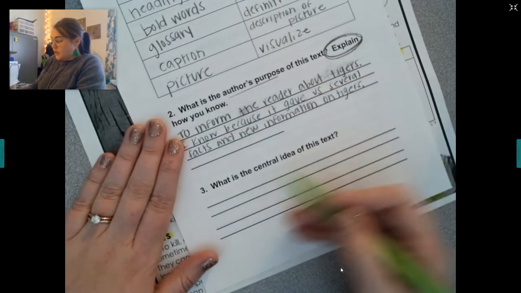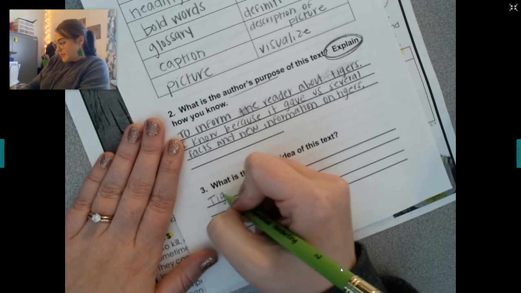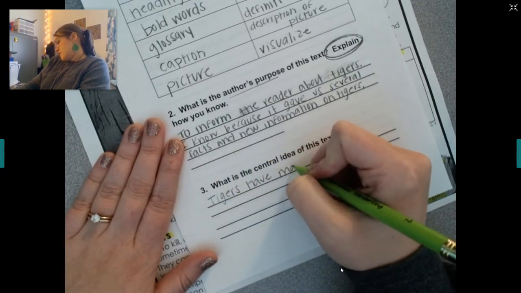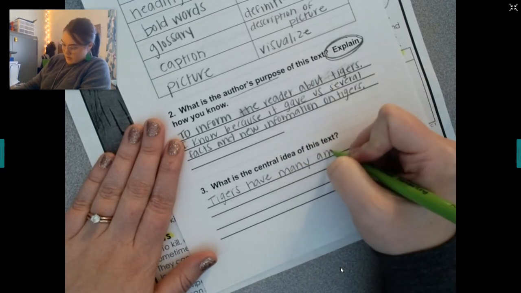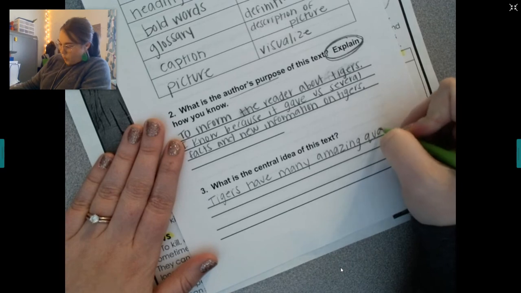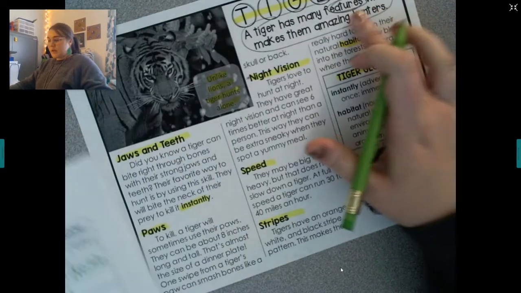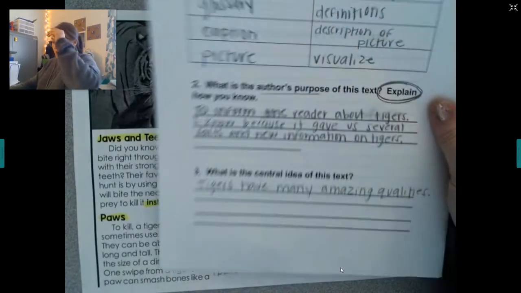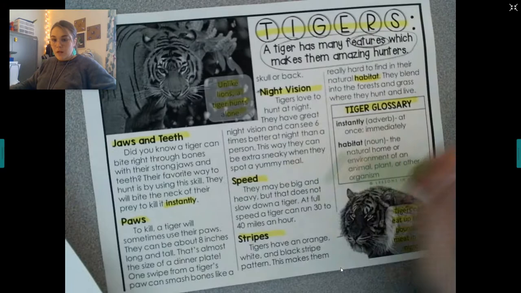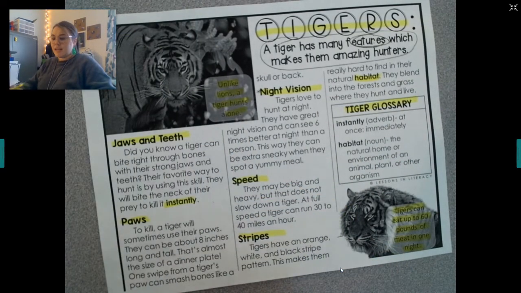Okay, the central idea of the text. I'm just going to say tigers have many amazing qualities, just because I want to switch it up. But you could say features if you wanted to, like it said right here. But tigers have many amazing qualities. It talks about all the different qualities. Do I need to list them? No, because it's the central idea.